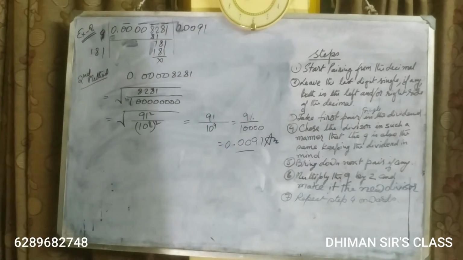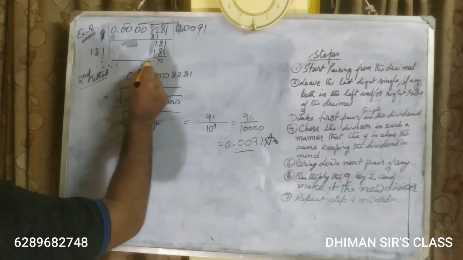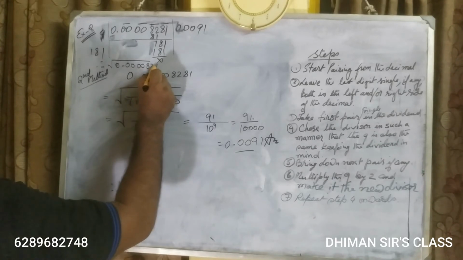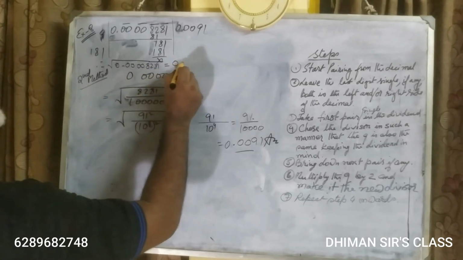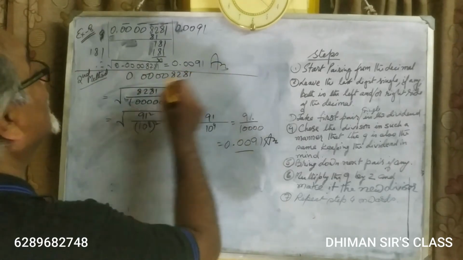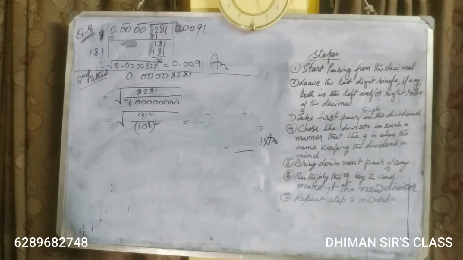0.0099. So therefore, here also you will say, therefore, root 0.00008281 is equal to 0.009, answer. And the second method, same thing, you got. Okay? Pause the video, problems.